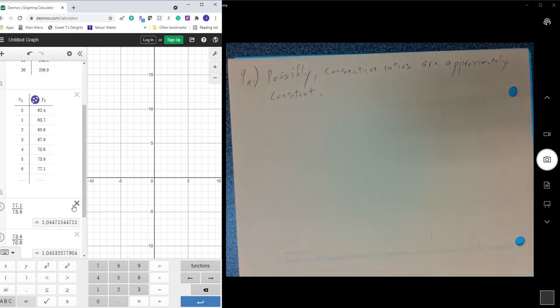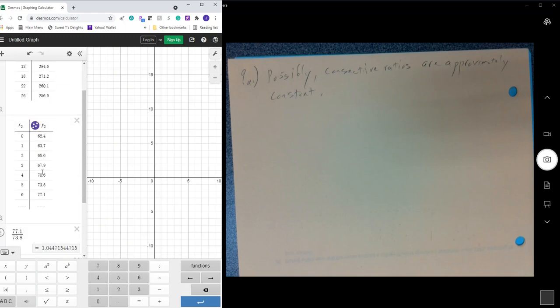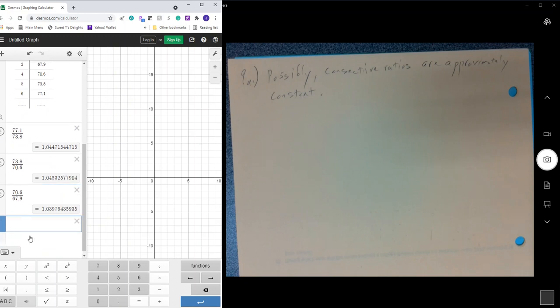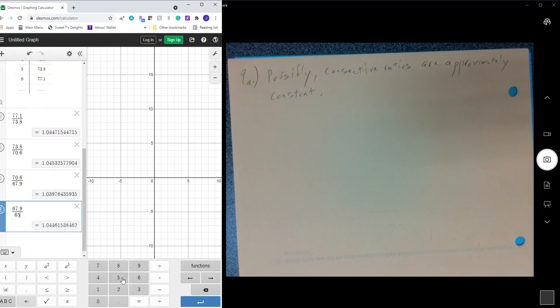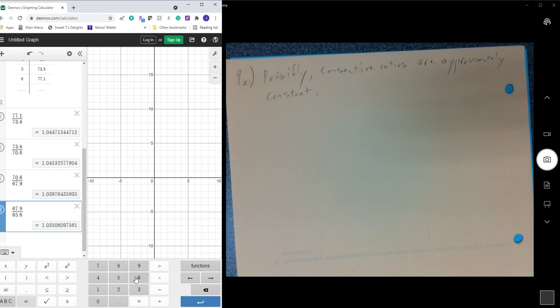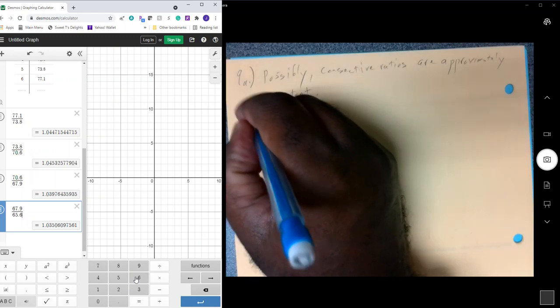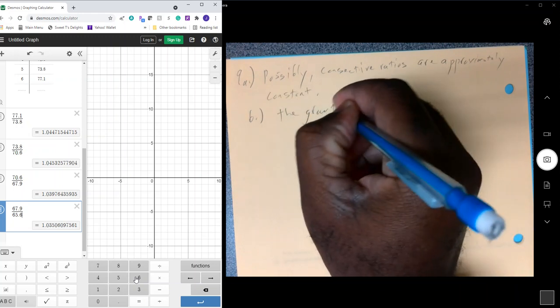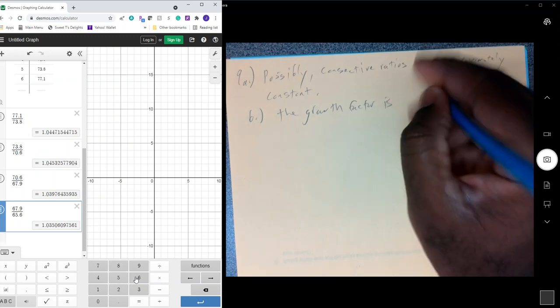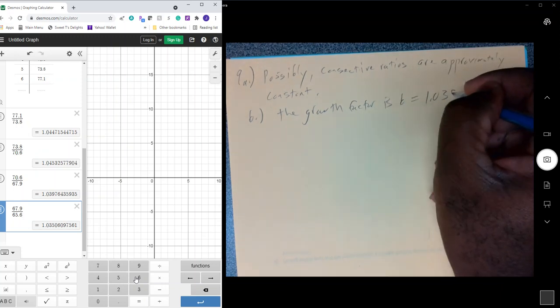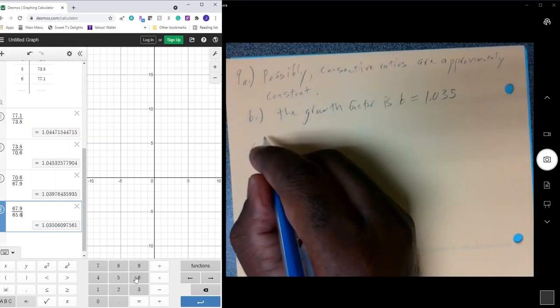Now, approximate the growth factor for the entire period by using the growth factor from 2012 to 2013. So we'll take 67.9 divided by 65.6. That'll be approximately, it looks like they went to three decimal places, so this is B, the growth factor. B is equal to 1.035. Okay, now we go to C.